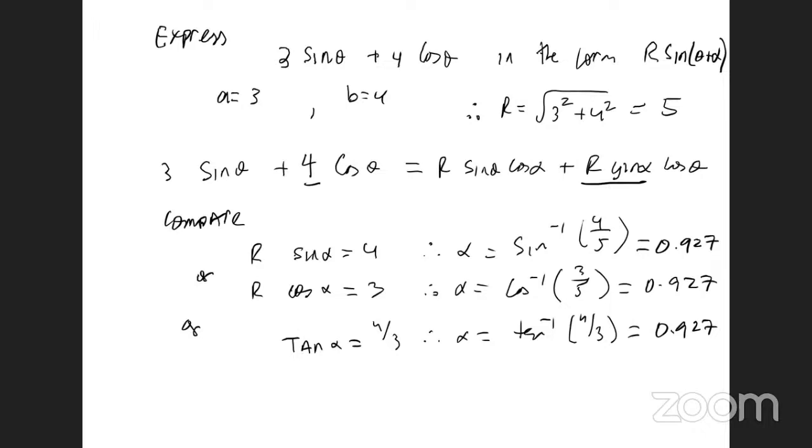Think about it. What do you think that is? Probably sad. You all recognize that they all give the same value, right? So you can pick any method you want. Okay? Right? So therefore, the final answer is r sine theta plus 0.927.